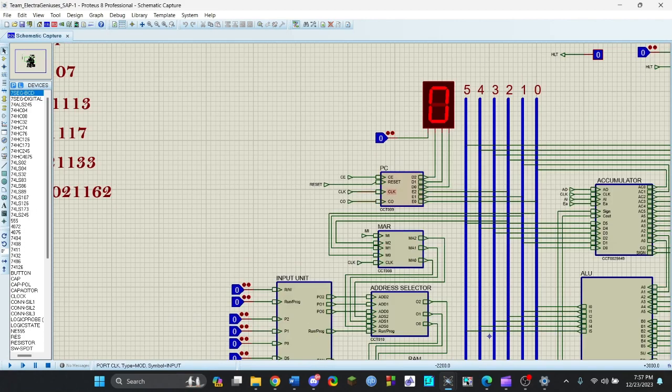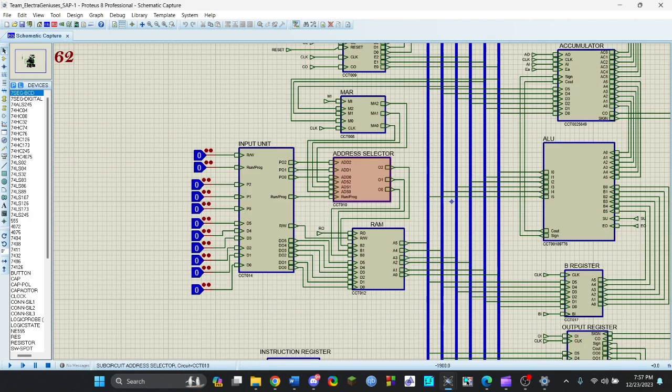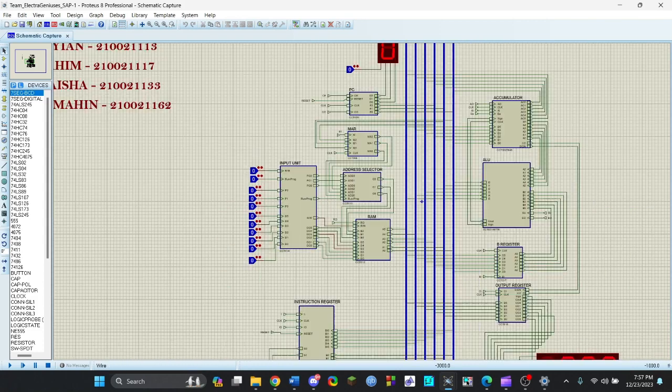Then we have the program counter. It's a 3-bit program counter and it can count from 000 up to 111. Then we have our MAR, or memory address register. It is also a 3-bit register, so we can see it has a 3-bit input and 3-bit output. Then we have our address selector. We have our input unit connected with the address selector and RAM. The input unit supplies the data from one component to another.